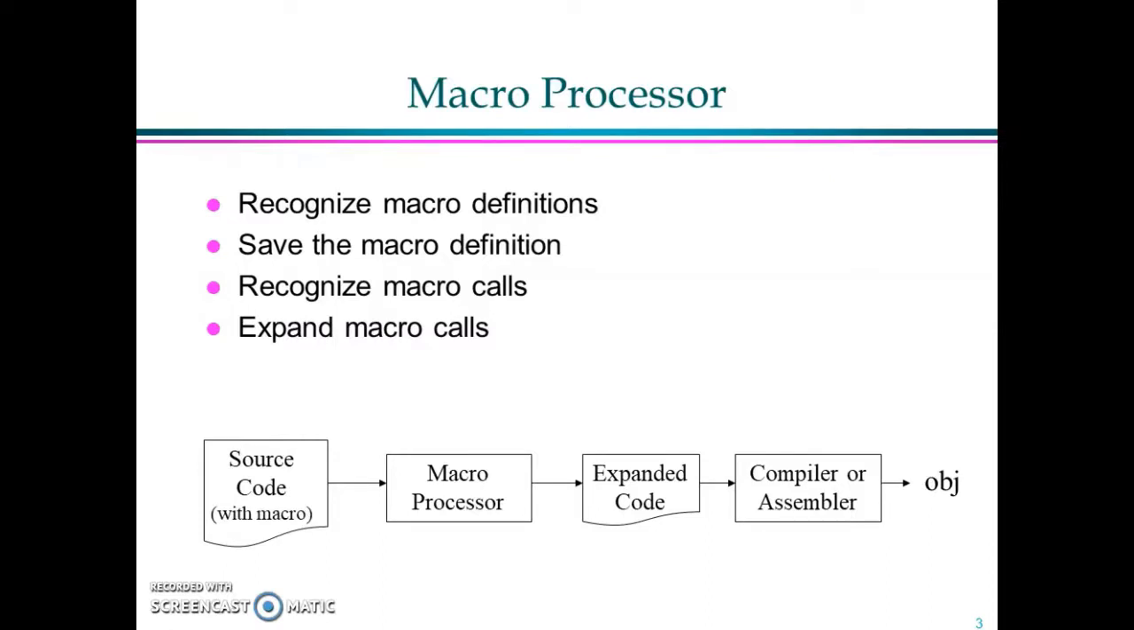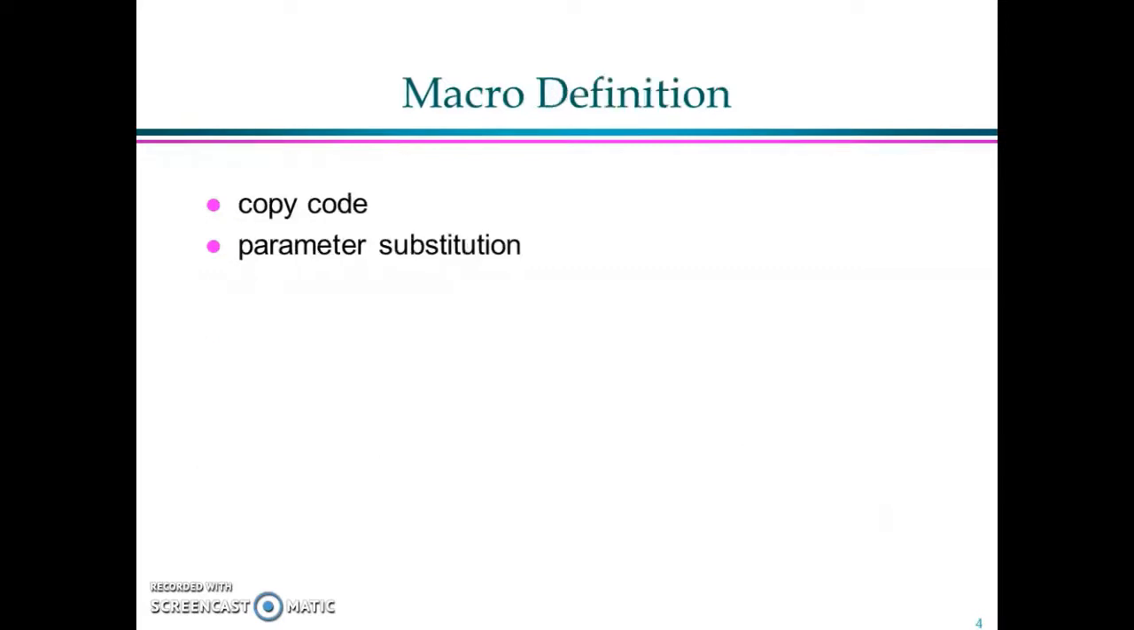The macroprocessor recognizes the macro definitions, and when it identifies the macro calls, it replaces them with the statements for that macro invocation statement or macro call. Hence you get the expanded code, and this expanded code is given as input to the assembler to generate the object code.